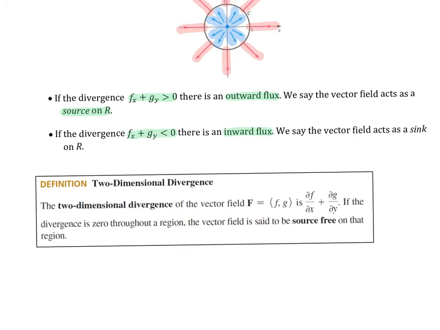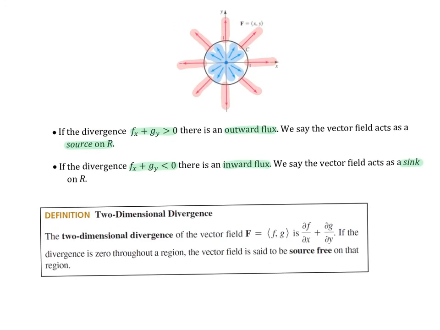But imagine those vector fields coming inward. So if the divergence is negative, it's an inward flux, and we say that that's a sink, which makes sense. A source means our flux is all going outward. So there's a source and it goes outward, but imagine this as being inward flux. So think about water going down a drain, it's going to sink.